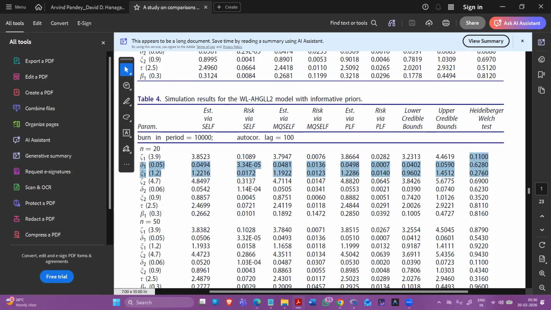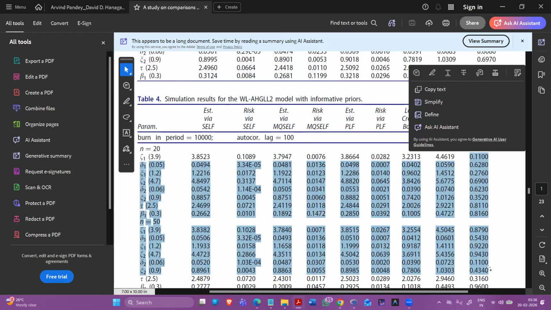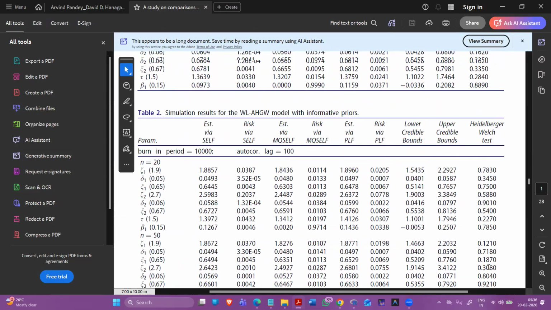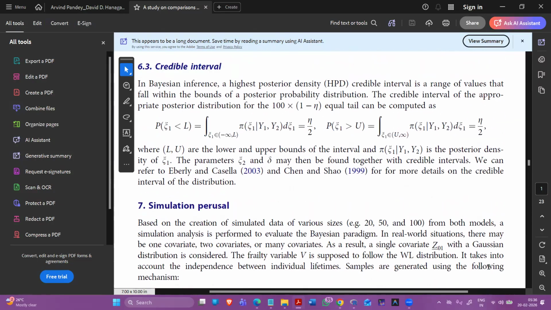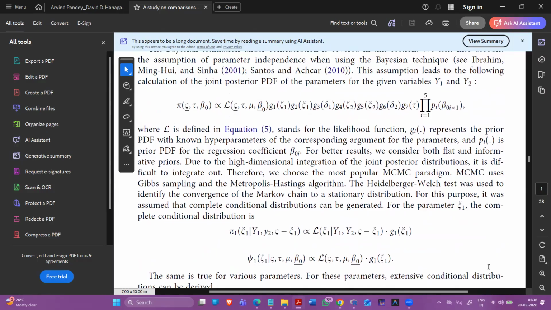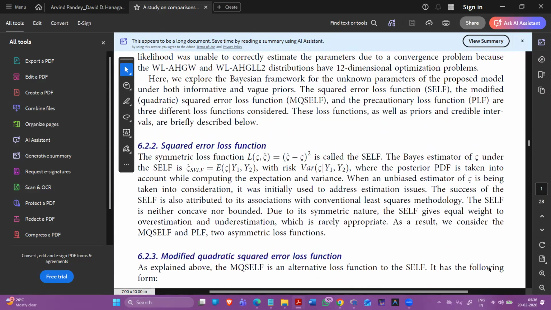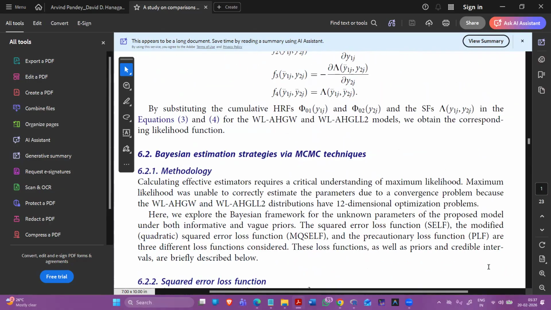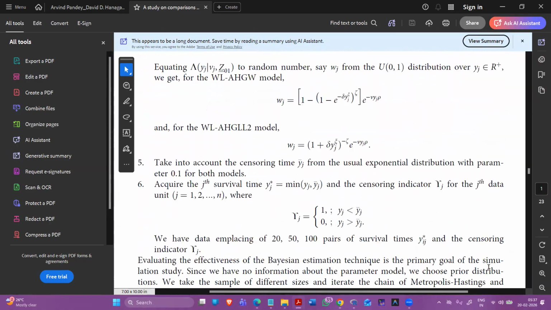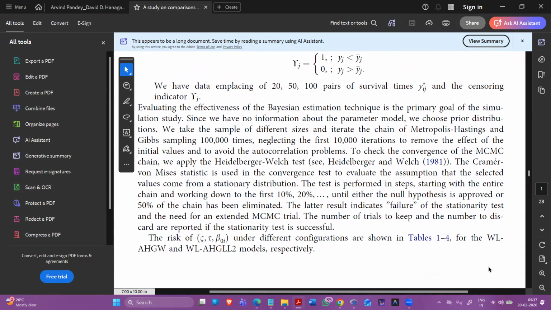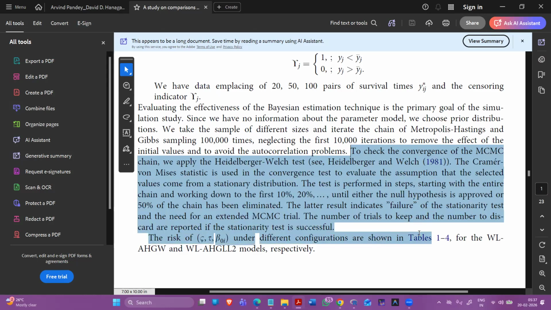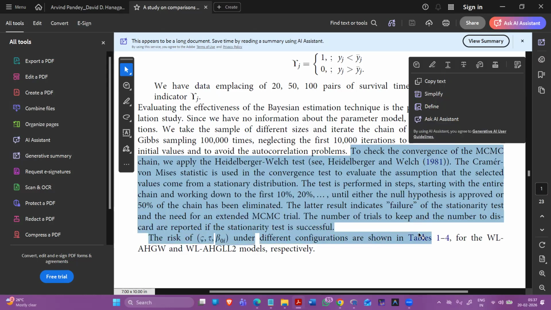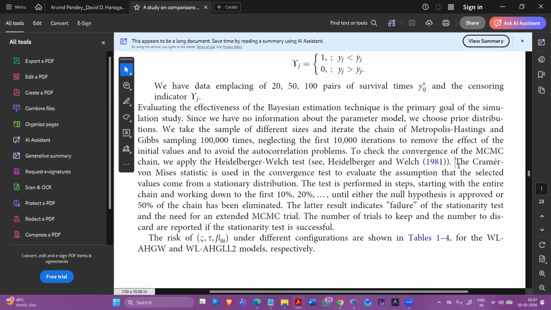Here, what will it provide you? Again, the test uses the same kind of testing. If I just show you, I think I have written it. Yes. So to check the convergence of the MCMC chain, we apply the Heidelberger-Welch test that was given in 1981. All right. So the Cramer-von Mises statistic is used.